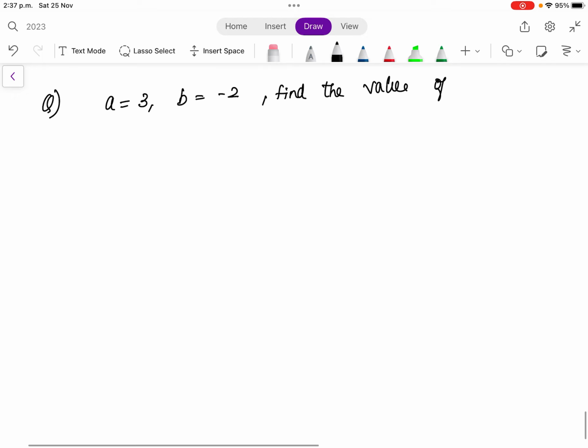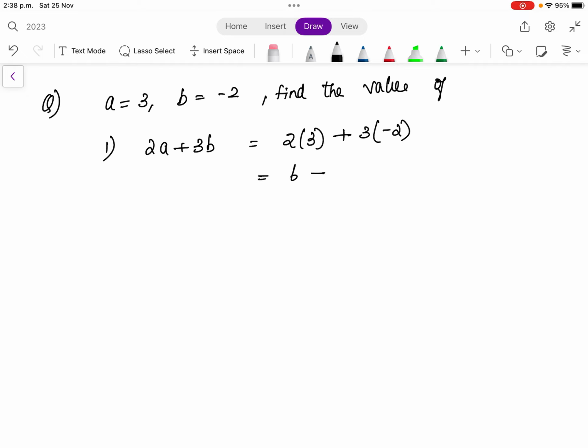okay, let's do sub-divisions of this. 2a plus 3b. What I need to do is put the values for a and b in this expression. So 2 times 3 plus 3 times minus 2, which is equal to 6 minus 6, that's equal to 0. Okay. Second one, a square plus 2b.